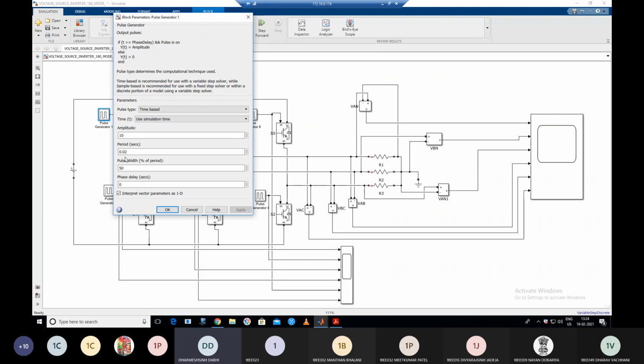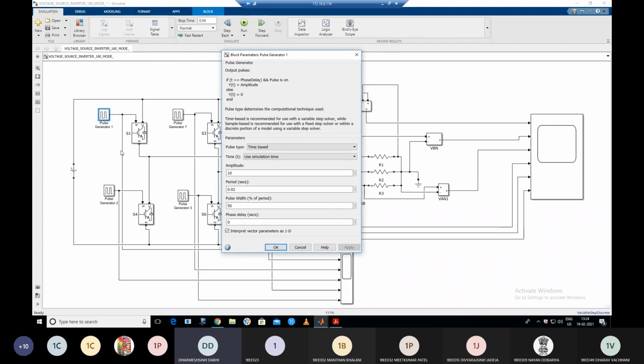It means that from 0 to 10 millisecond this pulse generator provides the gate pulse to switch number 1 at the gate terminal. Clear? Because, as you know, S1 is turned on for 180-degree duration, from 0 to 180. So there is no delay. You can see that I provide a phase delay of 0 second. It means it starts from omega t equal to 0 and ends at 180 degree. It means at 180 degree switch S1 turns off. Clear? So this is clear to all of you. Pulse generator number 1. Any doubt?